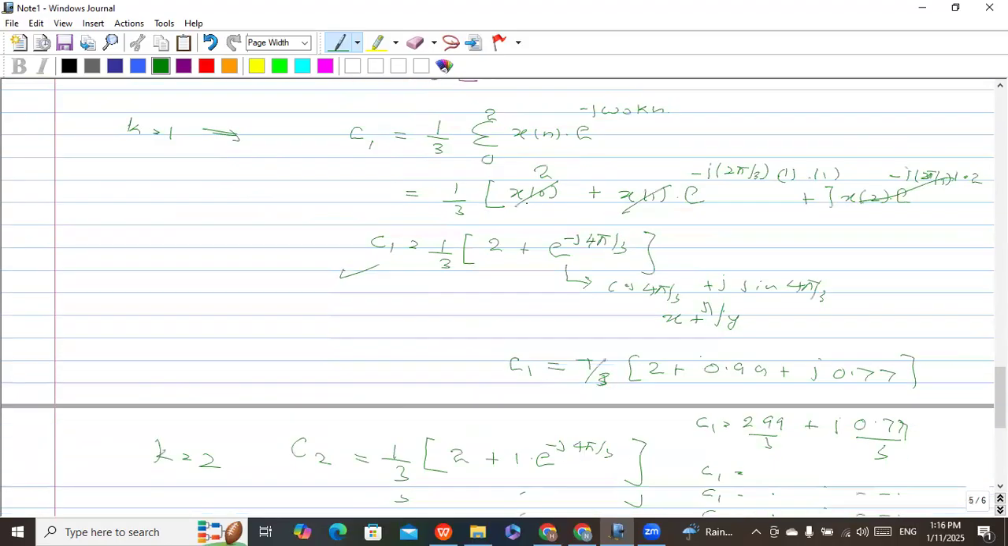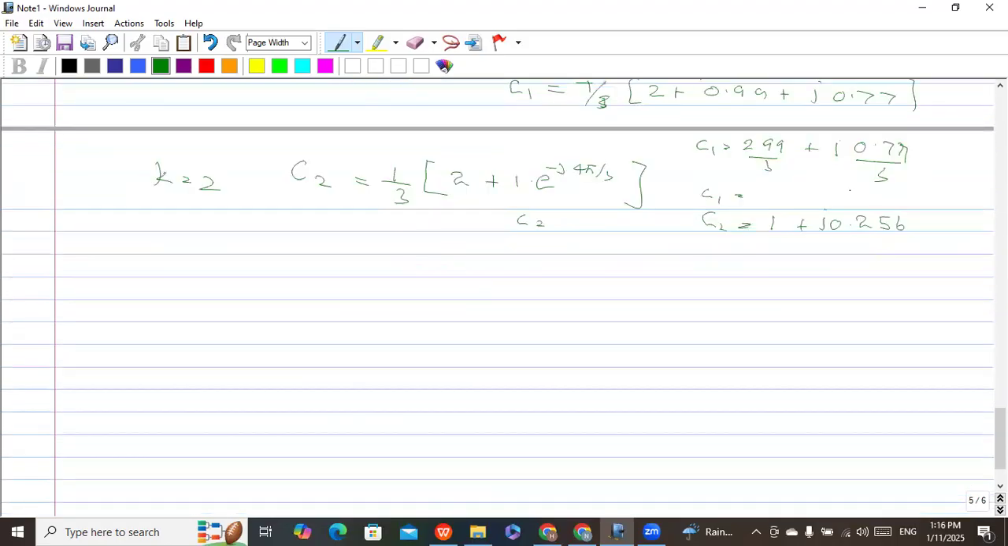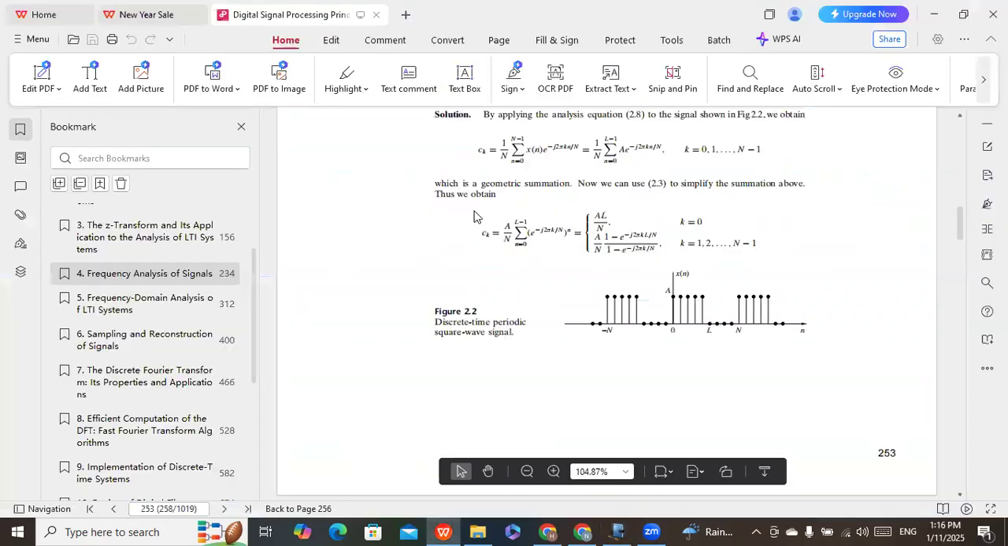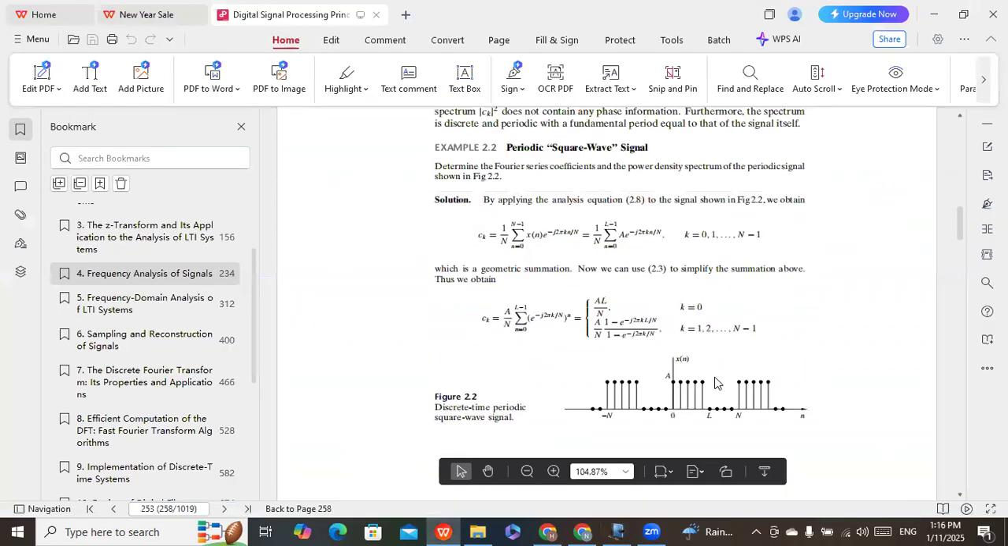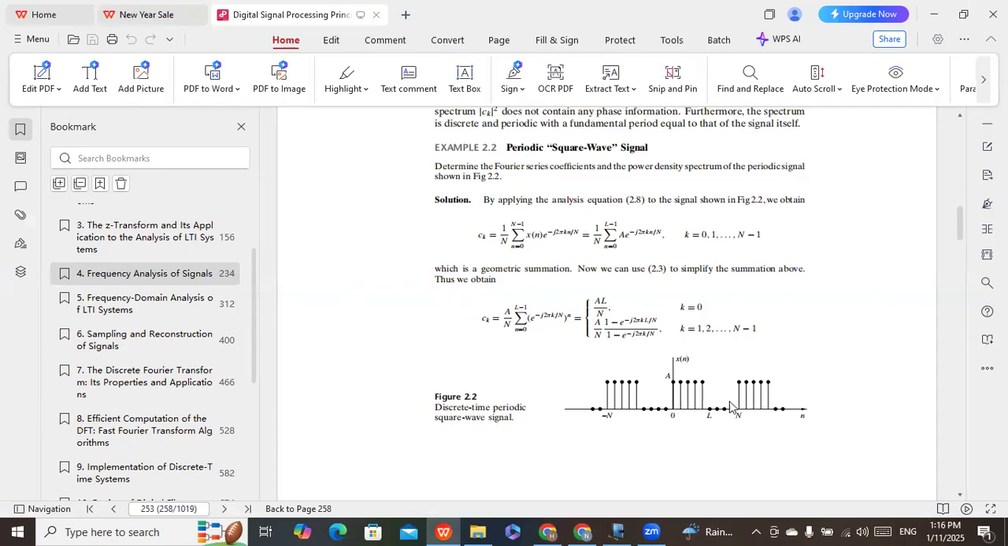So if you are given any signal, maybe you can try to do this one also. So here what is the period of this one? Can anyone tell? If this signal is there, what is the period of this signal? Quickly tell me.